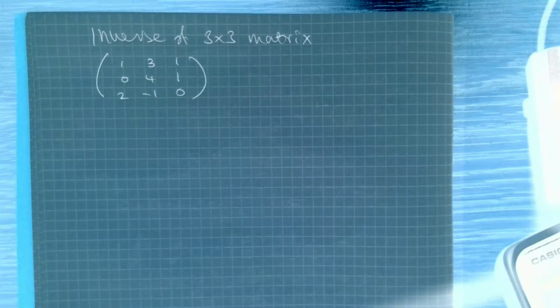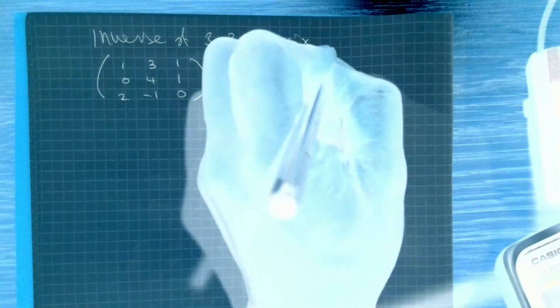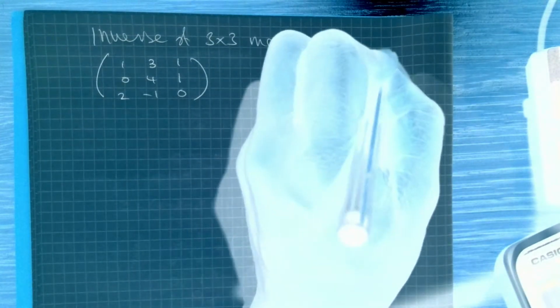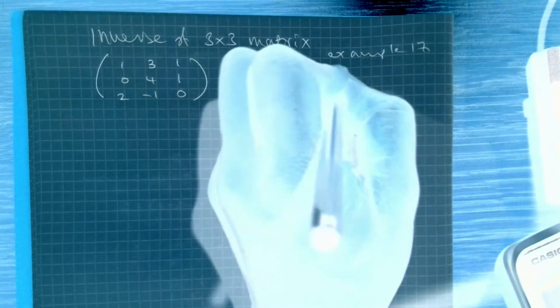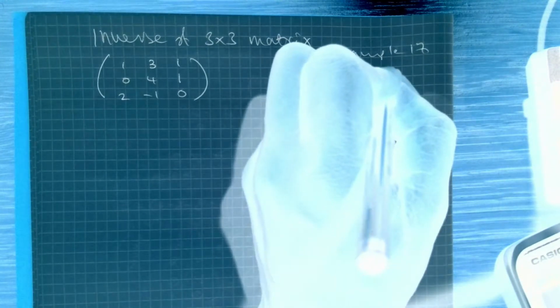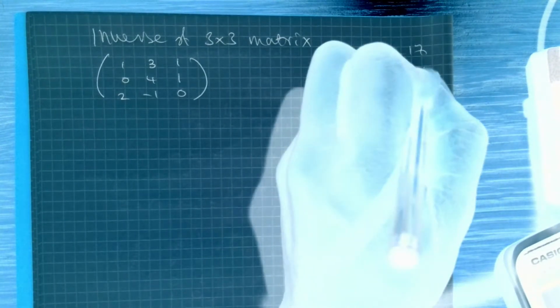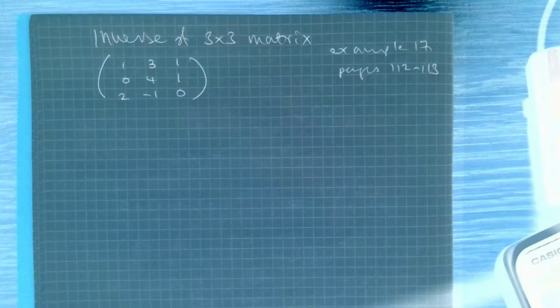Okay, this is how you find the inverse of a 3 by 3 matrix. There's quite a few steps. I'm going through example 17, and you'll find that on pages 112 to 113 of the textbook.